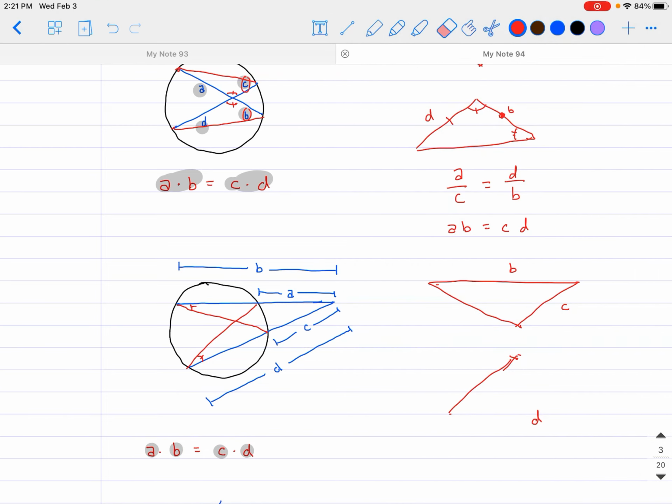So here, let me just rearrange this a little bit so we can see a little bit better. So it looks something like this right here, okay? So let me see. Okay, so here's D once again.